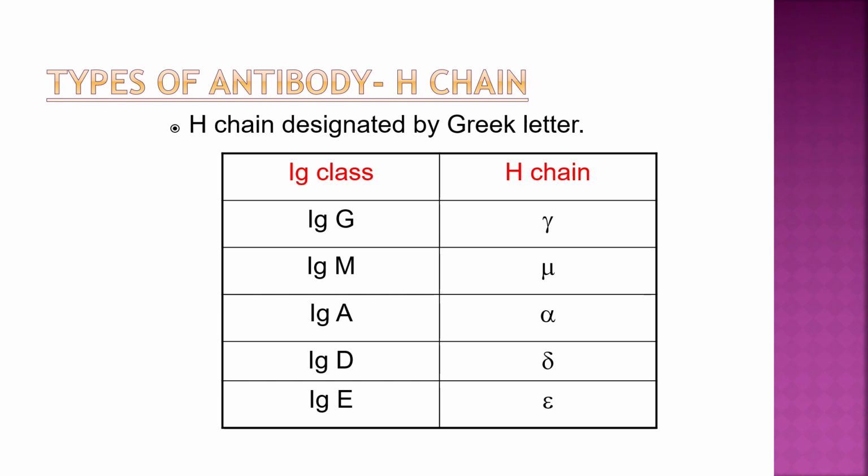Types of antibody are classified according to the H chain, and it is designated by a Greek letter. So the first is IgG, the H chain is gamma; IgM, the H chain is mu; then IgA, the H chain is alpha; IgD, the H chain is delta; IgE, the H chain is epsilon.